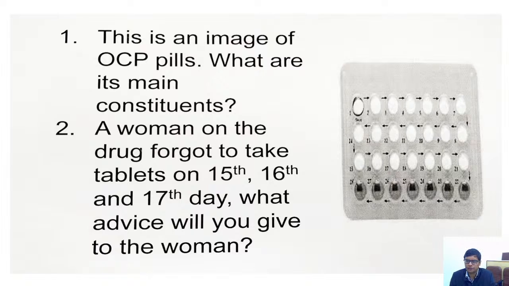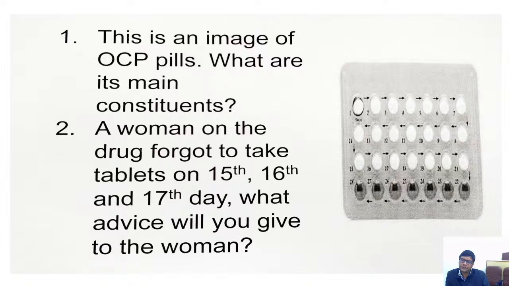For the progesterone part, you can write levonorgestrel, desogestrel, norethindrone, anything you can write. For the estrogenic part, you can write ethinyl estradiol. You need not write the exact dose of these drugs, just mention the names of the constituents. And the second part is: a woman on these drugs forgot to take tablets on the 15th, 16th and 17th day. What advice will you give to the woman?